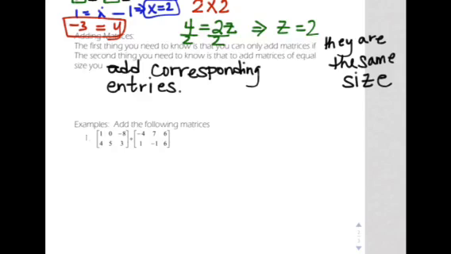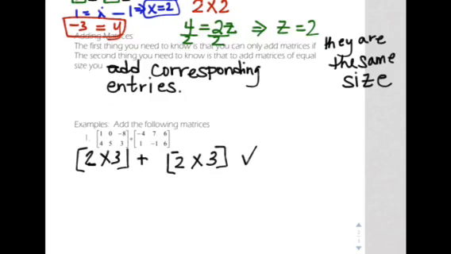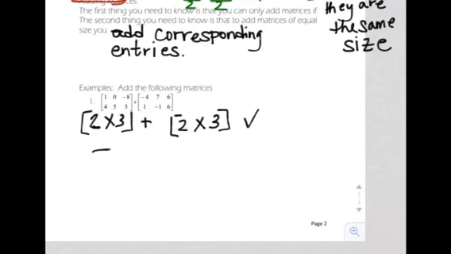So for example, look at this problem: the matrix with rows 1, 0, negative 8 and 4, 5, 3, plus the matrix with entries negative 4, 7, 6, 1, negative 1, and positive 6. What is the size of your two matrices? This first matrix has 2 rows and 3 columns. The second matrix also has 2 rows and 3 columns, so they can be added together. To actually do the addition, you add corresponding entries.